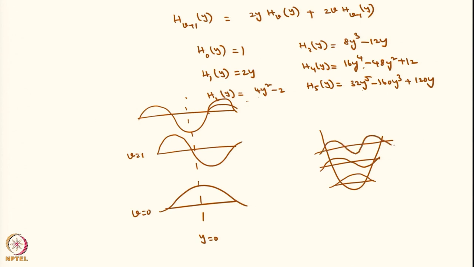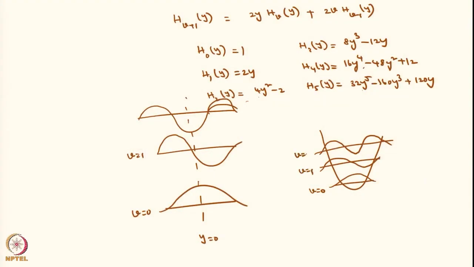They look like particle in a box functions, but particle in a box functions are sinusoidal functions. Here they are Gaussian functions that are modulated by the Hermite polynomials. So this is v equal to 0, v equal to 1, v equal to 2. You can always see that the functions become odd and even with the quantum number. So v equal to 0 is an even function, v equal to 1 will be an odd function, v equal to 2 will be an even function, and so on. For even quantum numbers, the function is even, and for odd quantum numbers, it is odd.